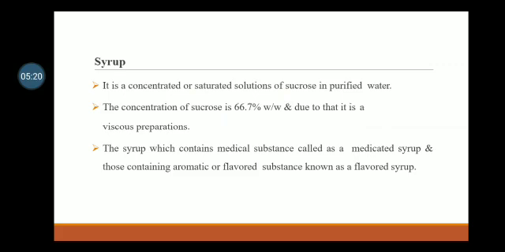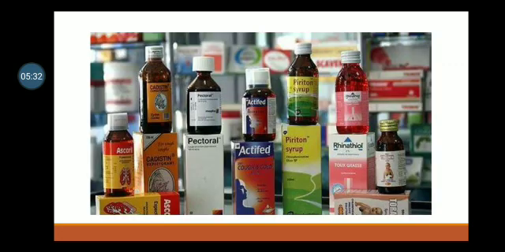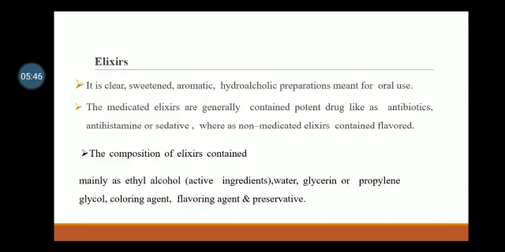The syrup which contains a medicinal substance is called a medicated syrup. When a drug is present there, it is called a medicated syrup, and those containing aromatic or flavored substances are known as flavored syrups. So these are some examples of syrups available in the market: Pectoral, then Pyridine syrup, etc. These are well known examples, marketed preparations.